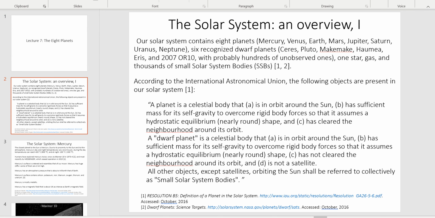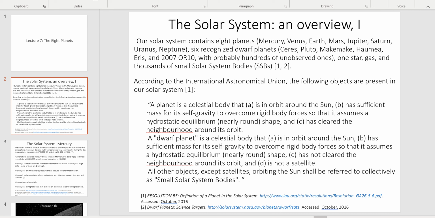Let's start by defining what the solar system is. Well, the solar system is the planetary system in which we live. It has planets in it, but it's also a system that is based around a star. That star we call the Sun. And our solar system has 8 planets: Mercury, Venus, Earth, Mars, Jupiter, Saturn, Uranus, and Neptune.